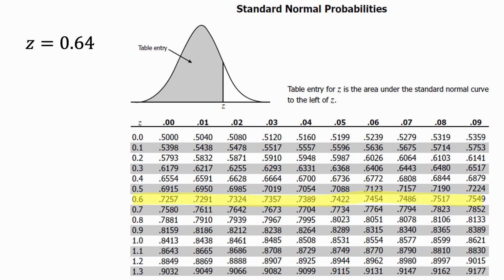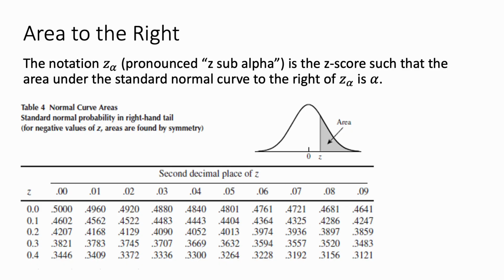If you wanted to find the area for a z value of 0.64, you'd look in the row for 0.6, the column for 0.04, and you would find that you have 0.7389, or 73.89% of your area is under the curve to the left of z equal to 0.64.